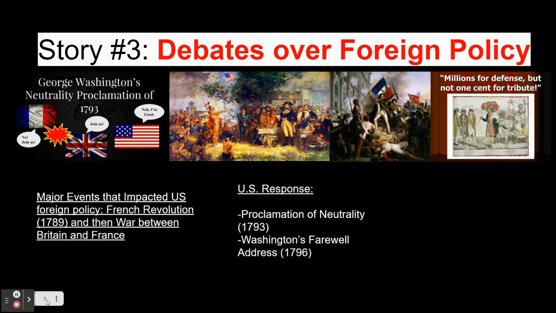Now, there's one other major foreign policy initiative that we have to understand during this time period. A lot of Americans' foreign policy also involved Native Americans. Native Americans had been left out of the Constitution, and they were viewed by the United States as a foreign entity. And so when dealing with Native Americans, especially in the Northwest Territory, the United States viewed them as a foreign power on American soil.